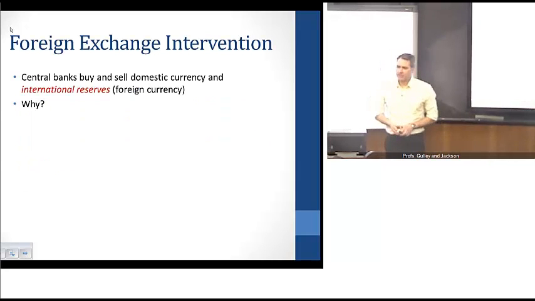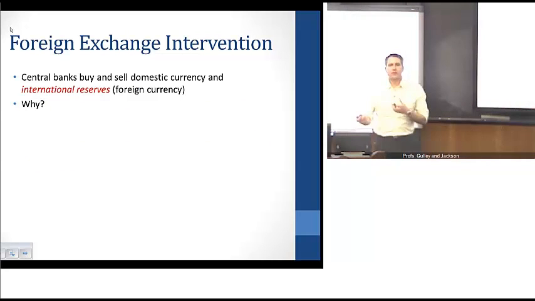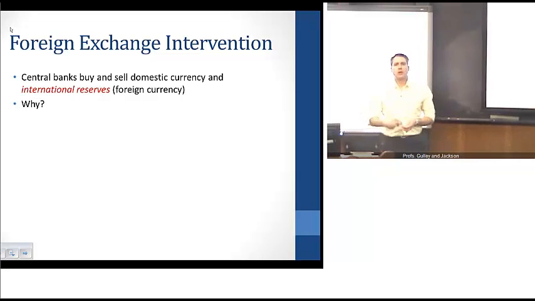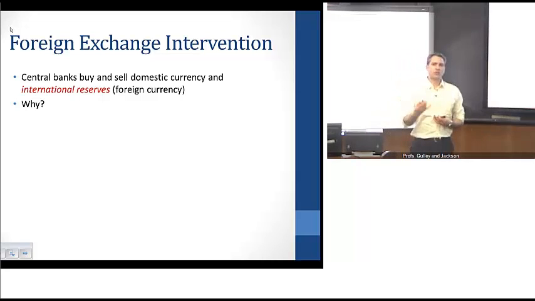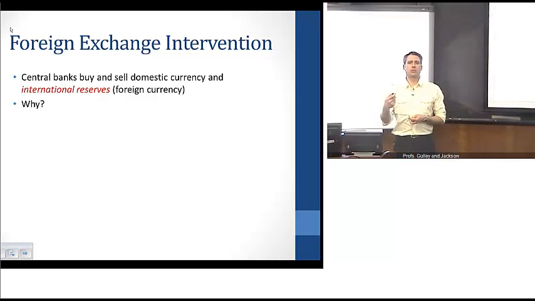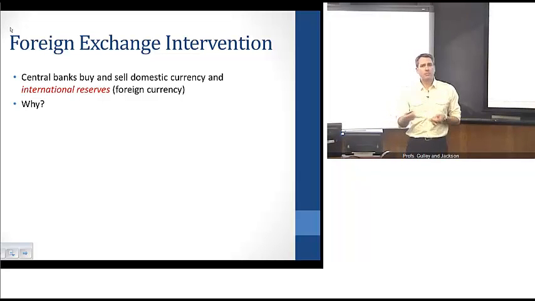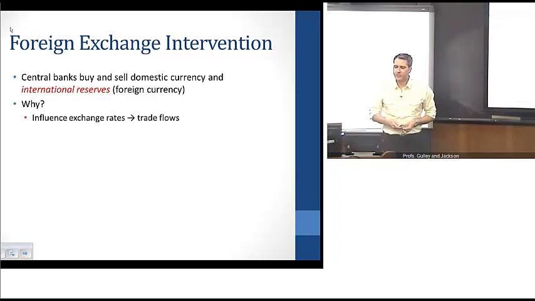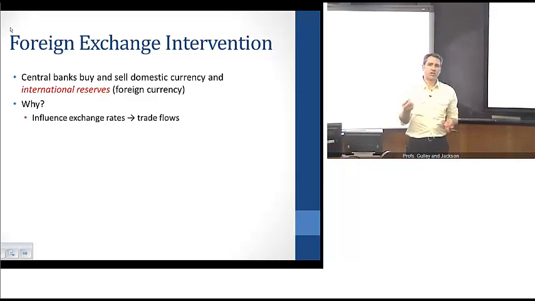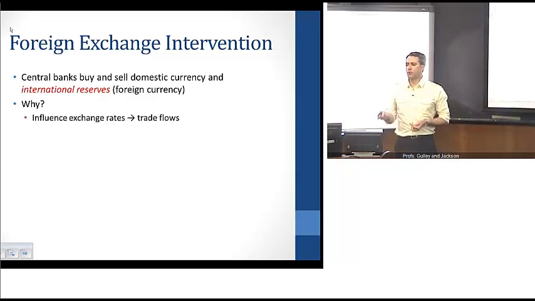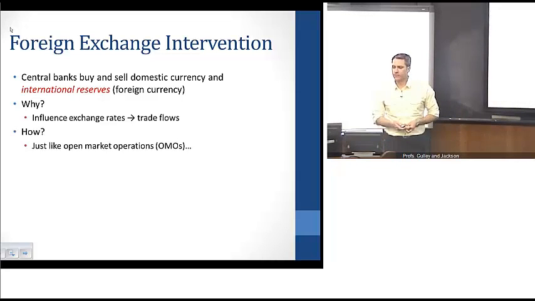So the basic idea of foreign exchange intervention is that central banks are going to buy or sell foreign currency, or what we call international reserves. So what we'll see is this is going to look a lot like central banks conducting open market operations, but instead of buying or selling treasuries or U.S. government bonds, they're going to be buying or selling foreign currency, or as we say, international reserves. And so the basic motivation for this, and thinking about why central banks might do this, is that, as we'll see, it can impact exchange rate movements, and therefore that has influence on the amount of trade flows.